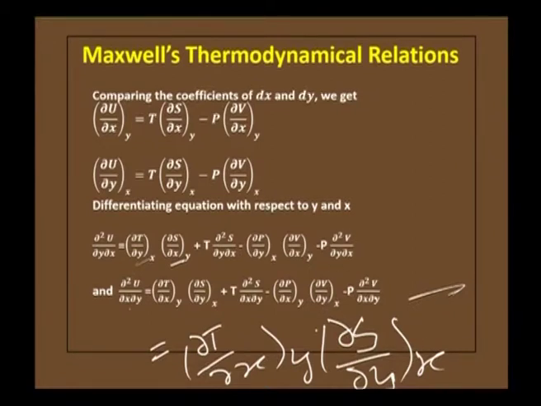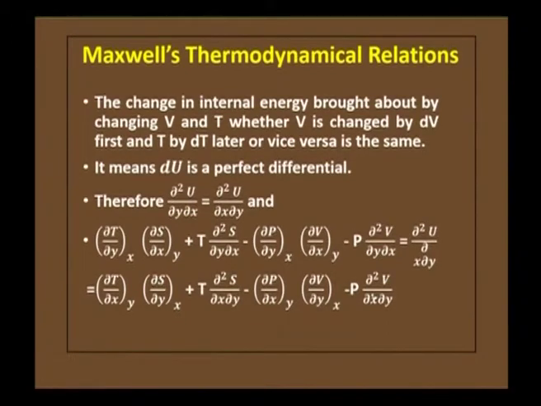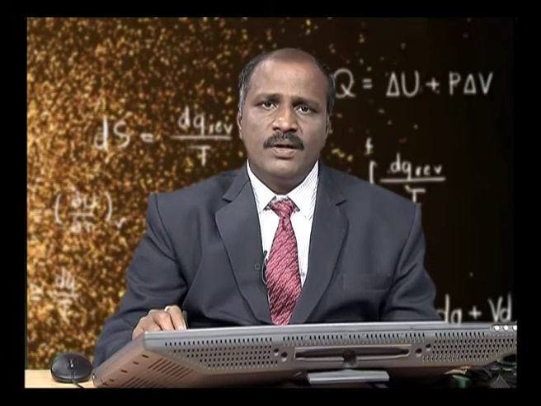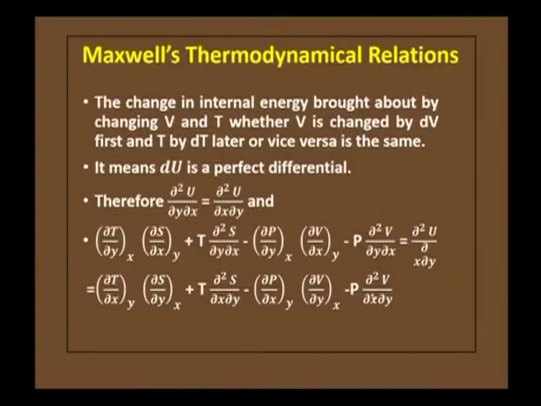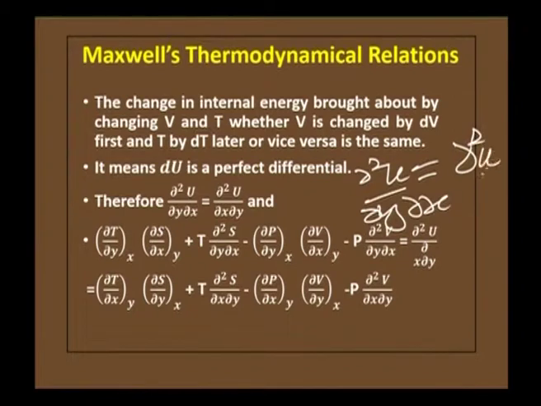Therefore, the change in internal energy is brought about by changing the volume and temperature, whether the volume is changed by dV first and T by dT later or vice versa is the same. Therefore, from this expression, it is clear that this dU is a perfect differential. So, therefore, I can write ∂²U/∂y∂x is equal to ∂²U/∂x∂y.